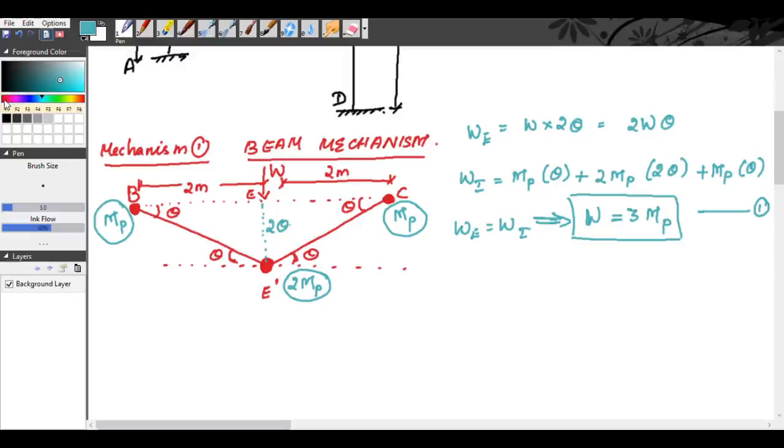Now we will go for the second mechanism. The second mechanism is the panel mechanism or sway mechanism.